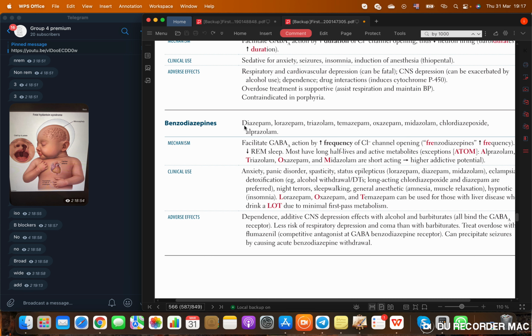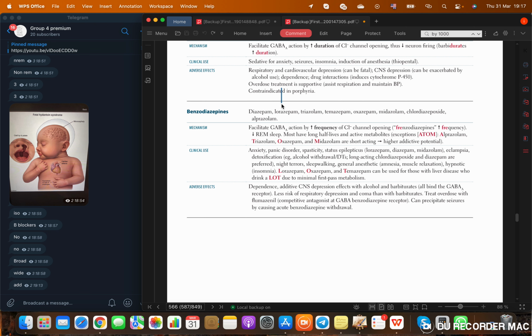So, benzos. We have diazepam, lorazepam, triazolam, and chlordiazepoxide. I know this one is weird, and it will be important in psychiatry. I will speak about this guy again in psychiatry. All of these are kind of like, but this one is pretty high yield: chlordiazepoxide, because it's also used in psychiatry, and alprazolam. In the clinic, the one that is most commonly used is lorazepam.